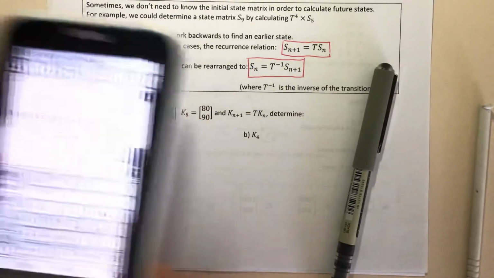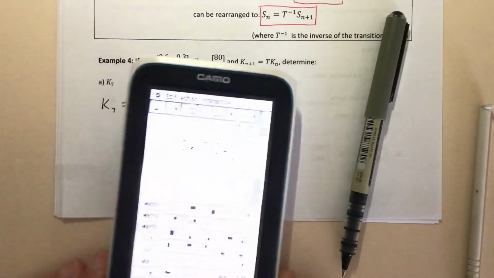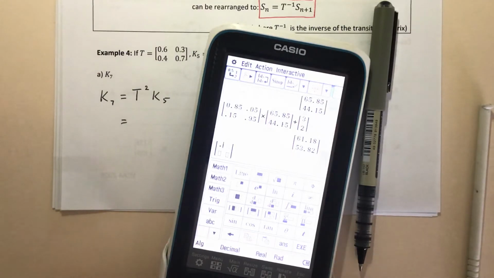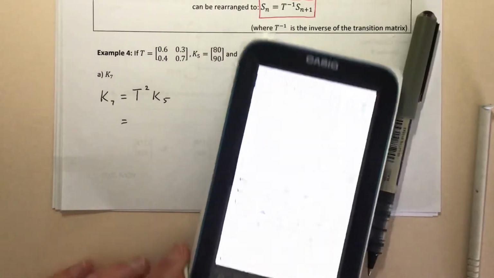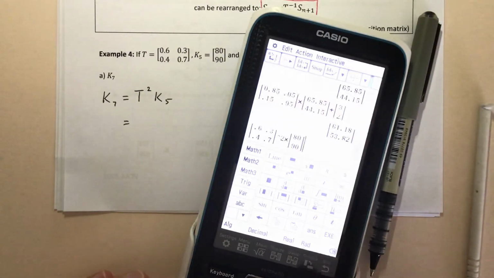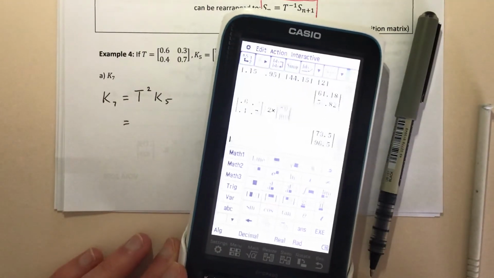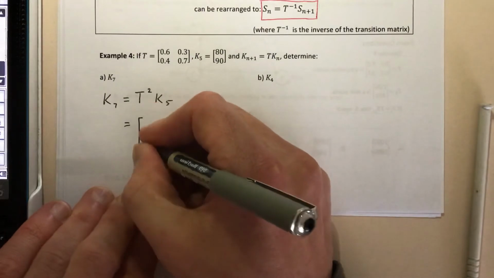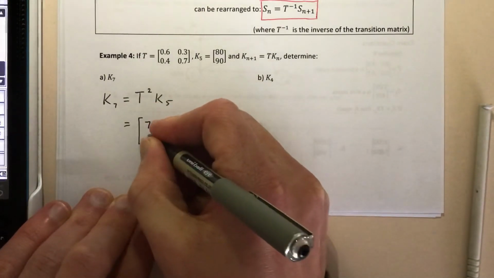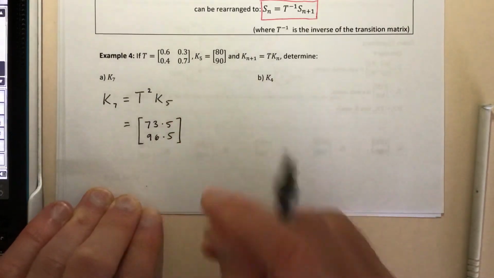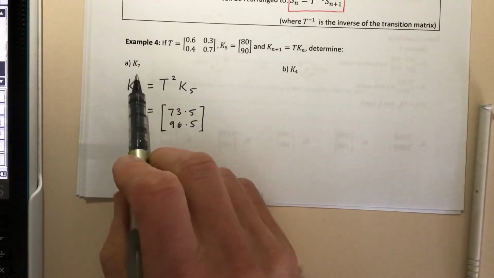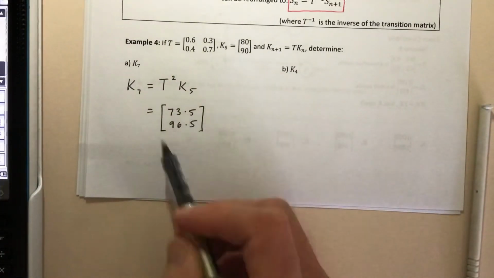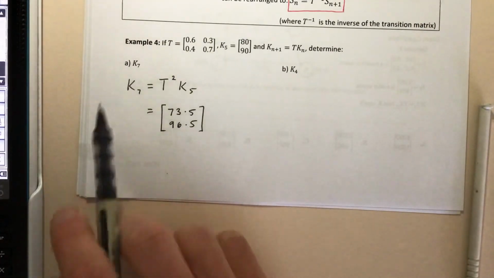All right, so we're going to put the transition matrix into our calculator, trying to get that so you can see the question and the calculator. So 0.6, 0.4, 0.3 and 0.7 to the power of 2 times the column matrix K5, which was 80, 90. And we get 73.5 and 96.5. Now in this question, the matrix is our final answer, because this question is just asking us to find the matrix K7. It's not a situation like before where we have to say this many operating machines and this many broken machines. The answer is just the matrix, because that's what the question was asking us for.